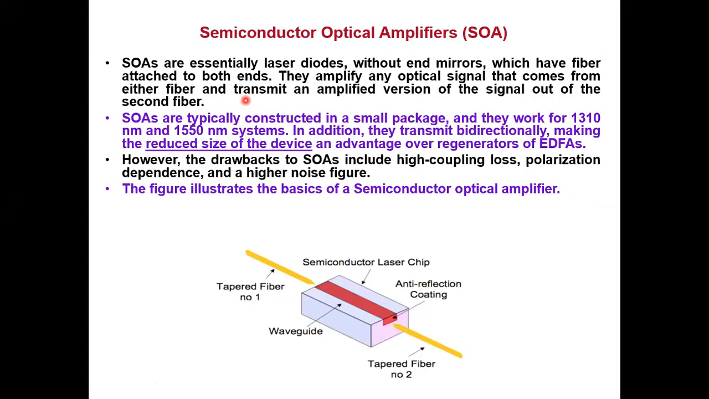Then comes the last topic, the SOA. These are the two widely used optical amplifiers. We have the semiconductor optical amplifier. SOAs are actually laser diodes. Construction-wise, fabrication-wise, these semiconductor optical amplifiers are like a laser diode without end mirrors. Now look at this structure here; a laser diode will also have this structure.